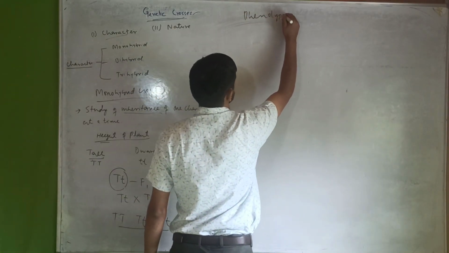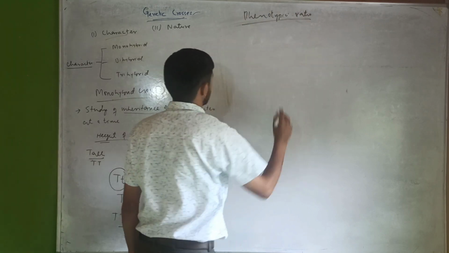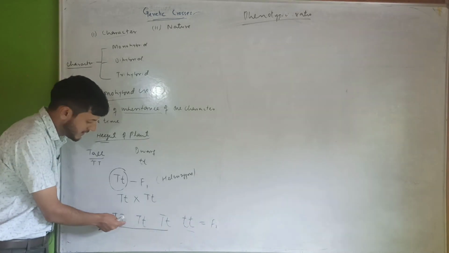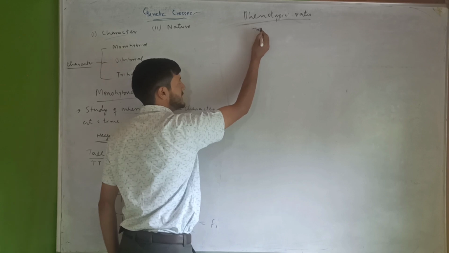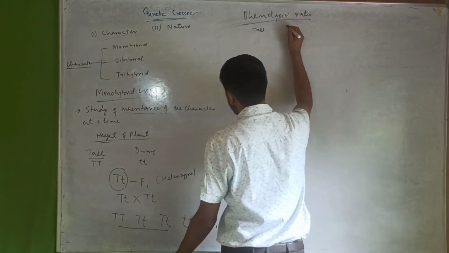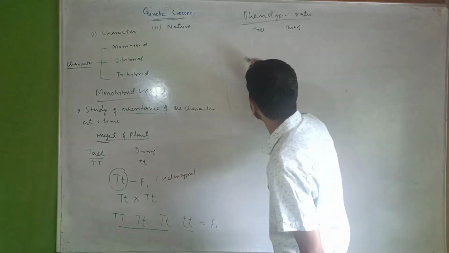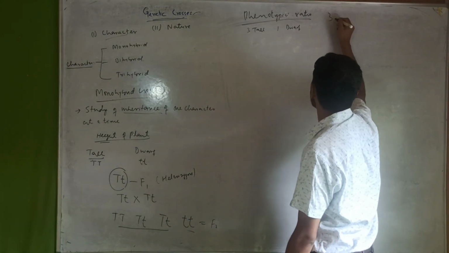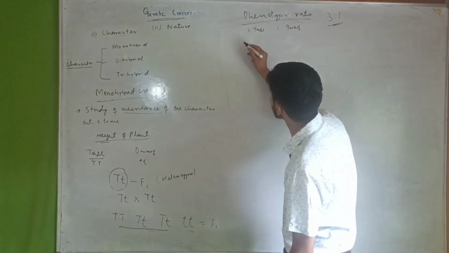Phenotypic ratio for monohybrid cross. How many individuals are tall? 1, 2, 3. And how many are dwarf? 3 are tall, 1 is dwarf. So the ratio will be 3:1. The phenotypic ratio is 3:1.